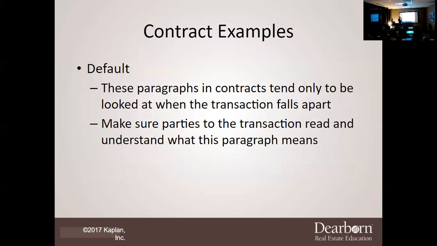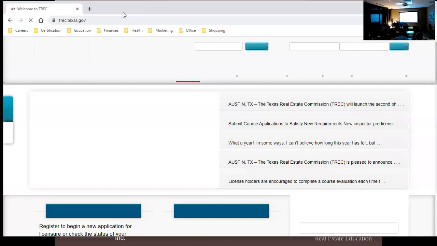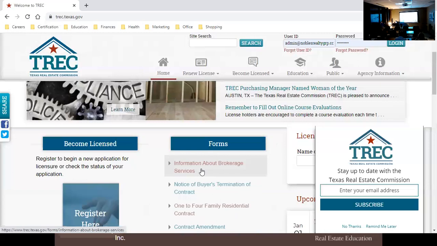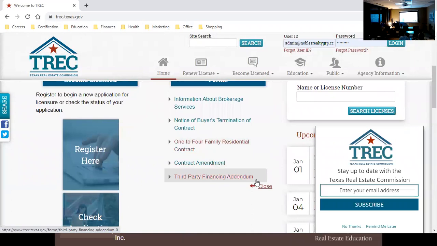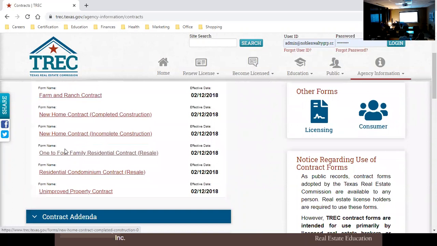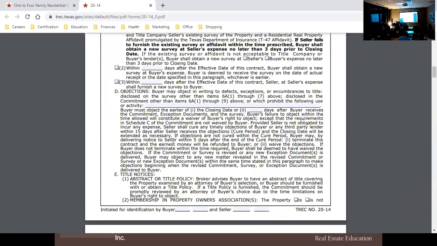The next one, talking about default. This is where a client fails to do their duty. These paragraphs in the contracts tend only to be looked at when it falls apart. Only when it falls apart. Can't tell you how many times in this particular situation. Let me see if I can pull it up here real quick for y'all. One of those areas that's always kind of left out. People just go on through.